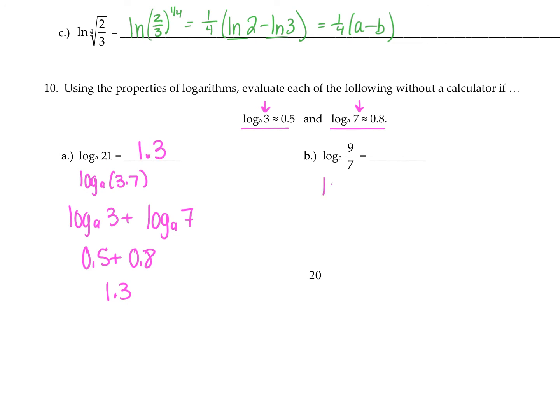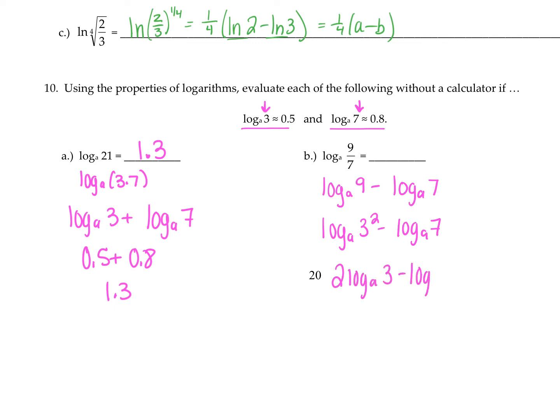In this case, I have log base a of 9 minus log base a of 7, because when you divide, you subtract. I'm going to change 9 to be 3 squared. Bring that exponent down in front. So I'm going to have 2 times 0.5 minus 0.8. So that's 1 minus 0.8, which would be 0.2.